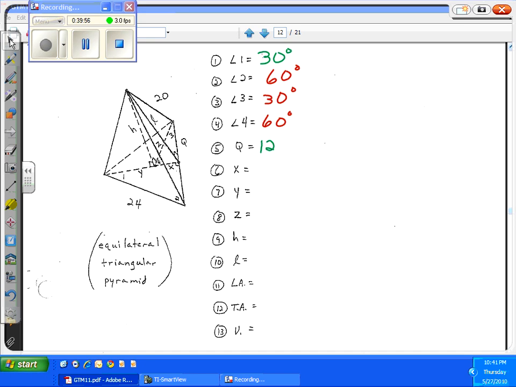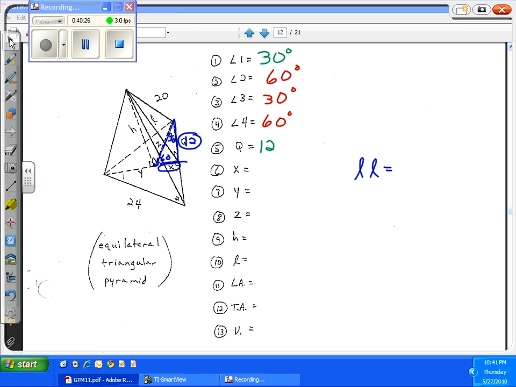All right, so we know that Q is 12. We're looking for X. X is that little piece. We know that Q is 12. We know that angle 3 is 30, and this is 60. We've got a 30-60-90 triangle. We're looking for the short leg X. We know the long leg is 12.